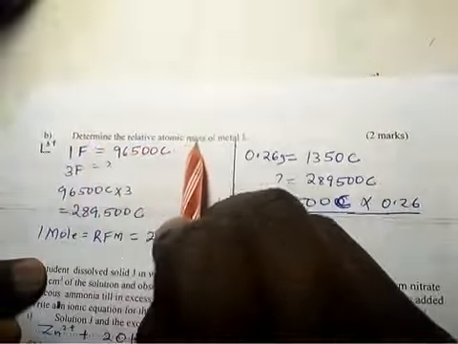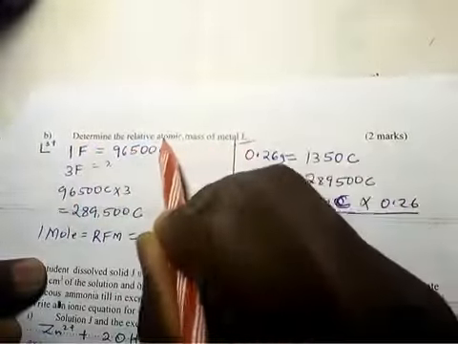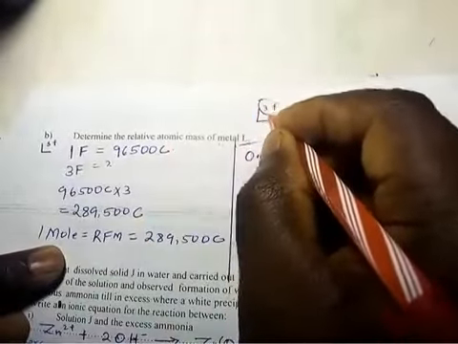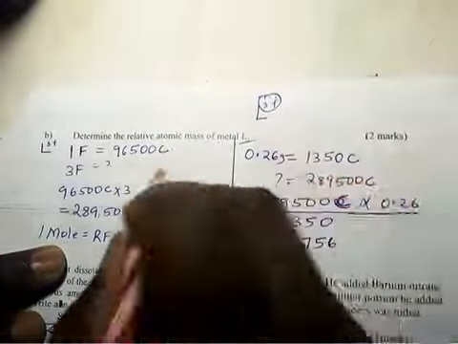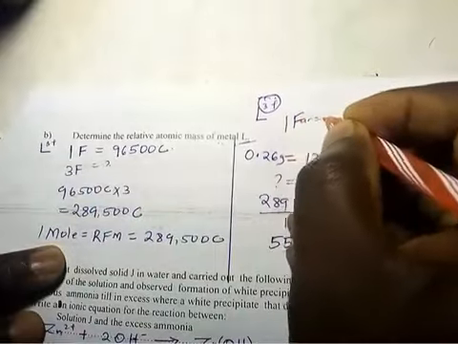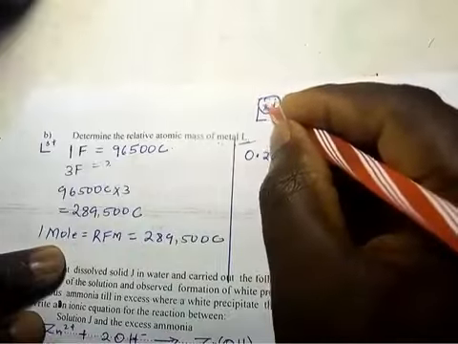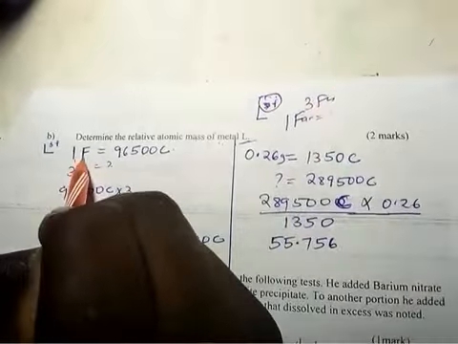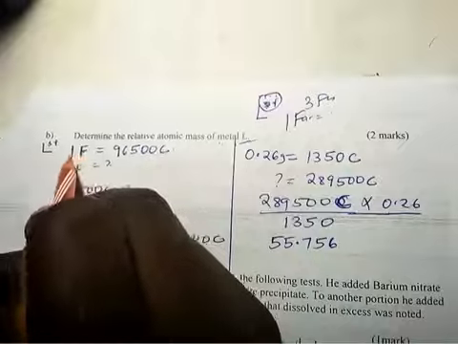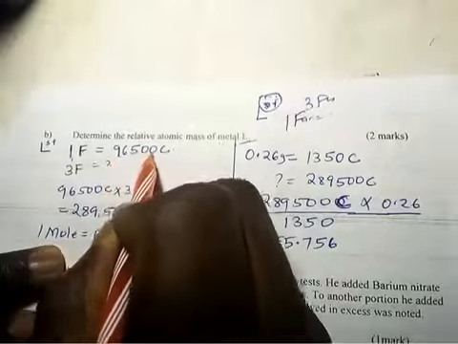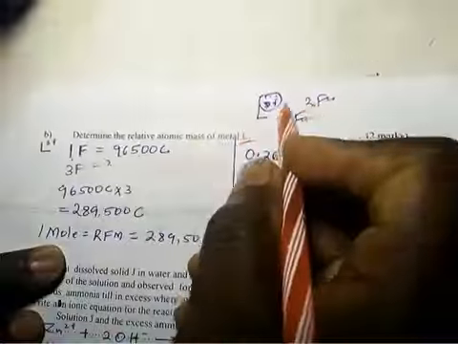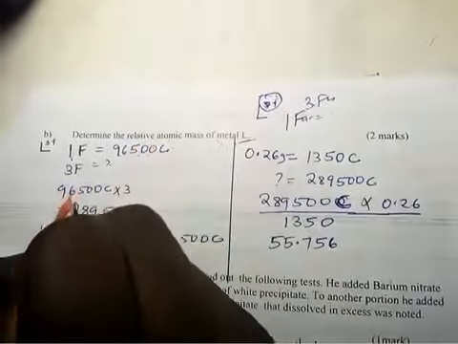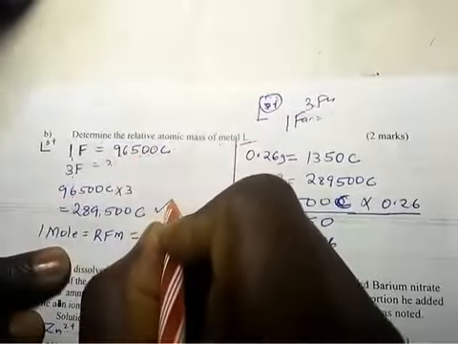Determine the relative atomic mass of metal L. We were given that L is 3 positive, so it has a charge of 3. 1 Faraday is equal to 1 charge actually. If the charge is 3 positive, it means it has 3 Faradays. So 1 Faraday is the same as 1 charge. If the charge is 1, it has 96,500 coulombs. So what would be 3? The charge is 3, it means it is 3 Faradays. So 3 Faradays would be 3 times 96,500 coulombs.